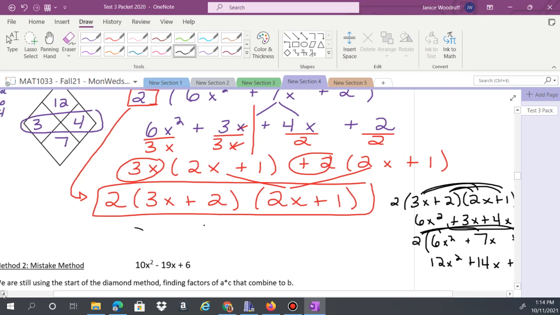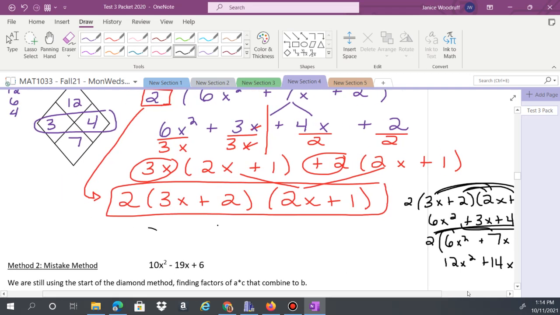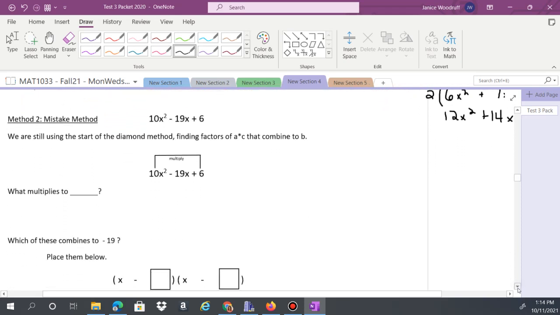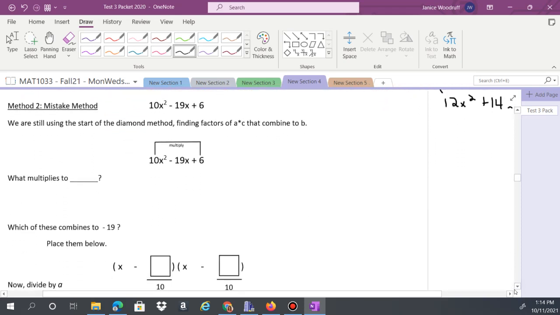Okay, so the next one we have is called the mistake method. So here's our problem with this one. We have 10x squared minus 19x plus 6. You're still going to use the start of the diamond method. You just don't have to draw a diamond. You're going to multiply a times c. So 10 times 6 is going to give me 60.